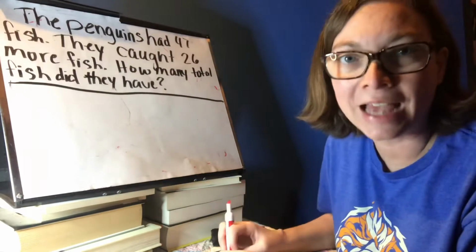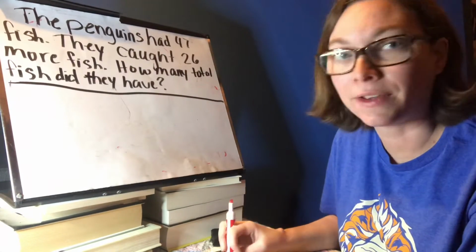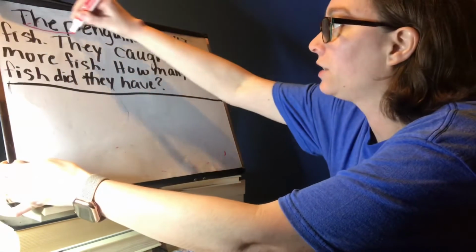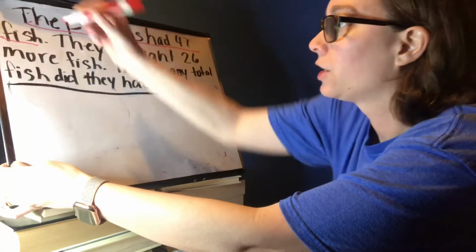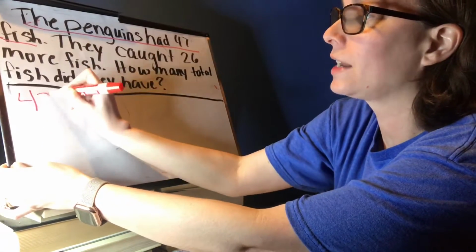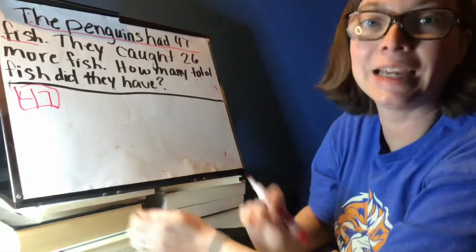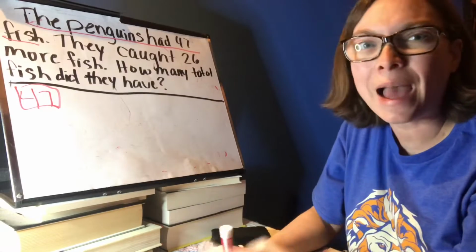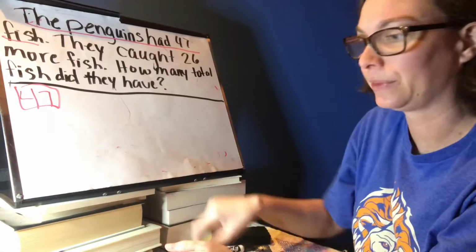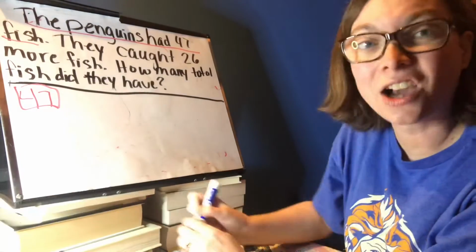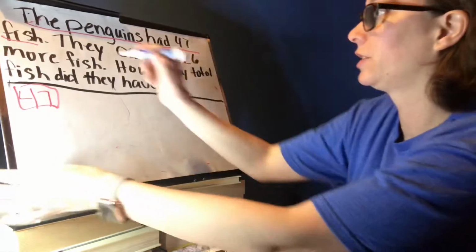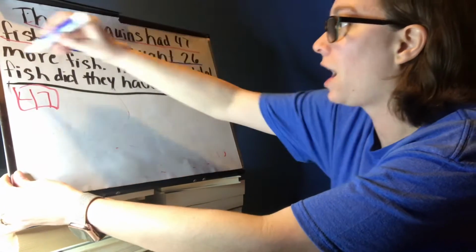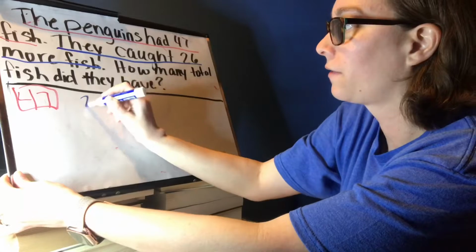The penguins had 47 fish. That is our beginning. So we know we have 47 at the beginning of our story. Okay, so that's our beginning. And then what happens next? What happens in the middle? It says they caught 26 more fish. That's our middle. They caught 26 more fish.